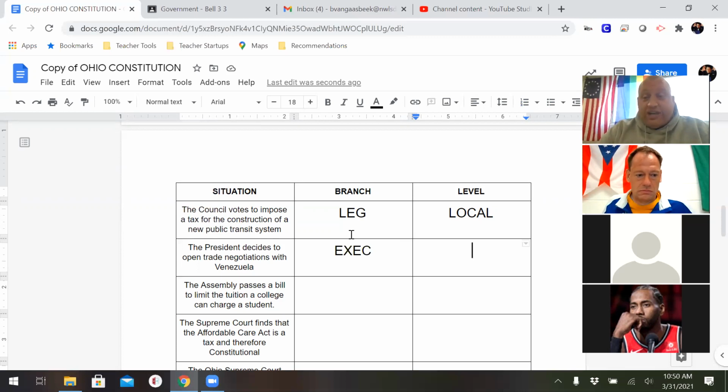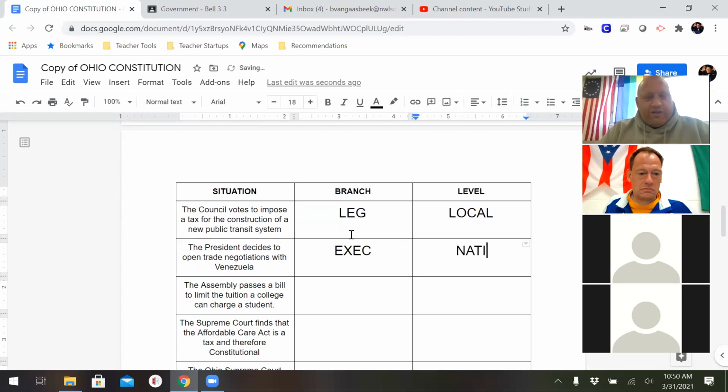Again, you can always use the chat function if you don't want to unmute your microphone. National. Monolito coming out of nowhere. There you go. So national. Very good. All right, the next one.